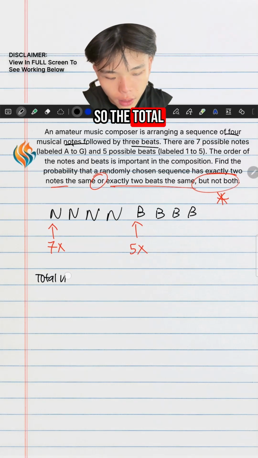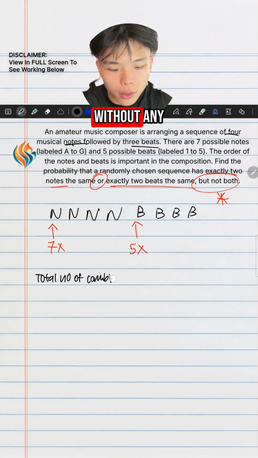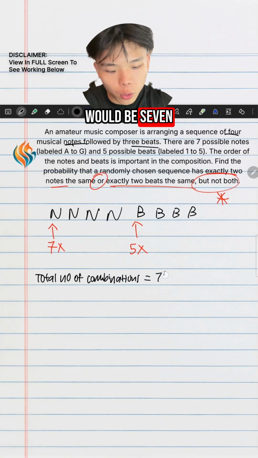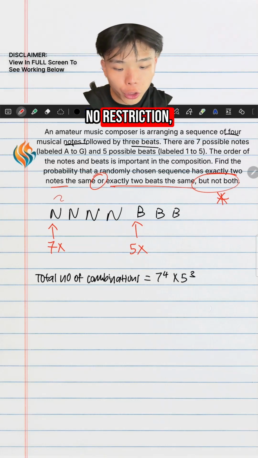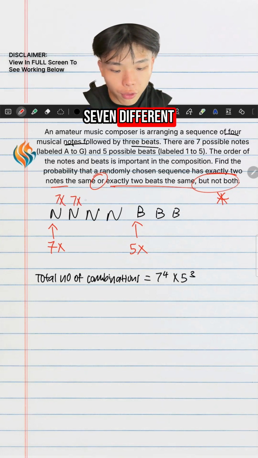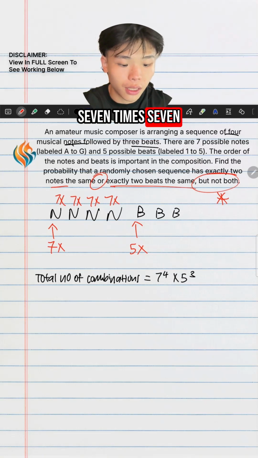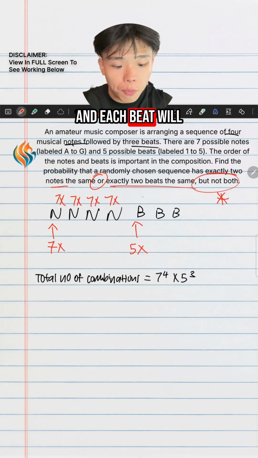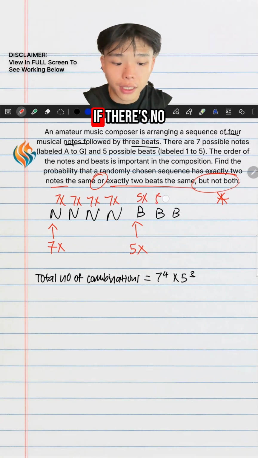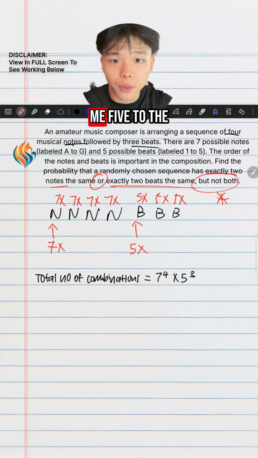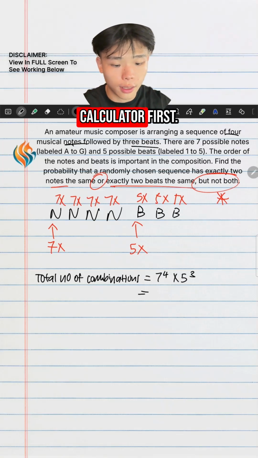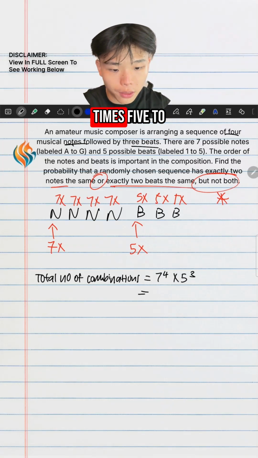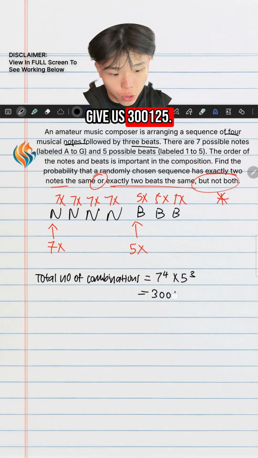So the total number of combinations without any restriction, that would be 7 to the power of 4 times 5 to the power of 3 essentially. And the reason is as such is simply because if there's no restriction, each note can have 7 different variations. So 7 times 7 times 7 times 7, which is 7 to the power of 4. And each beat will have 5 different variations. There's no restriction. So 5 times 5 times 5 gives me 5 to the power of 3. So that's fairly straightforward. And this is something that we can just compute into our calculator first. So 7 to the power of 4 times 5 to the power of 3, that will give us 300125.